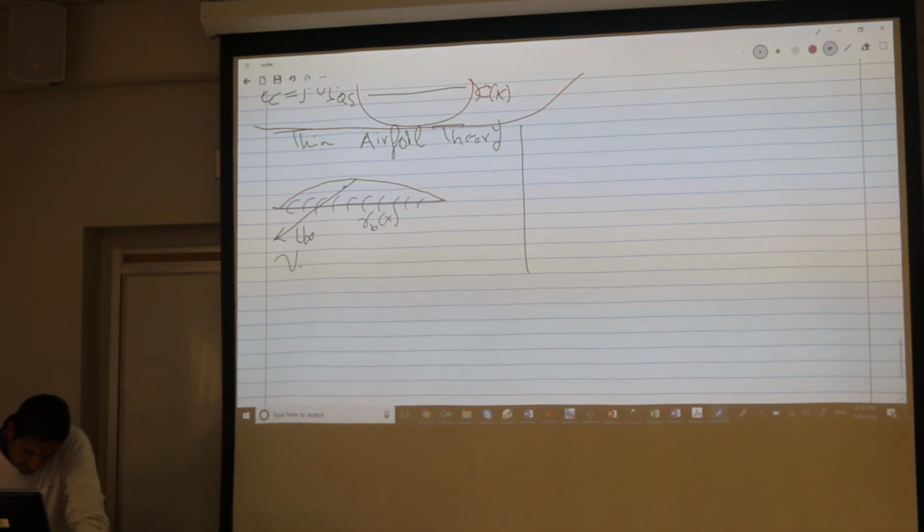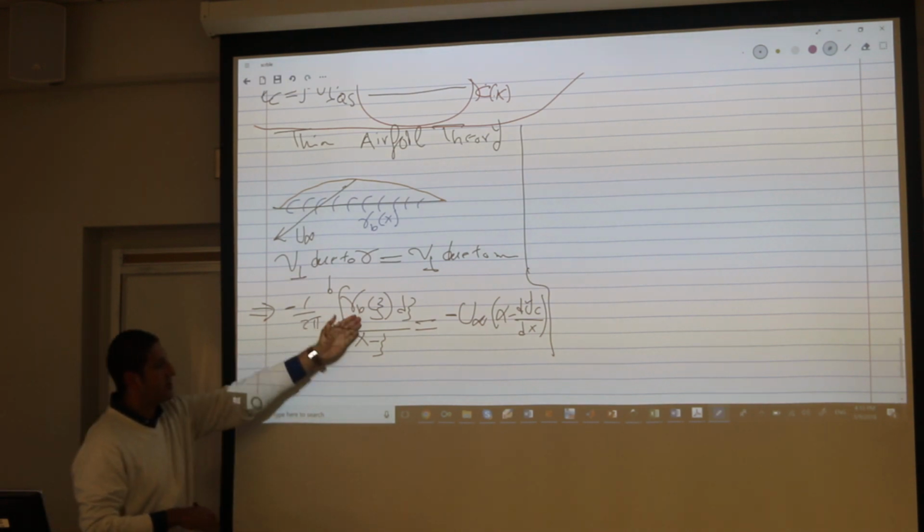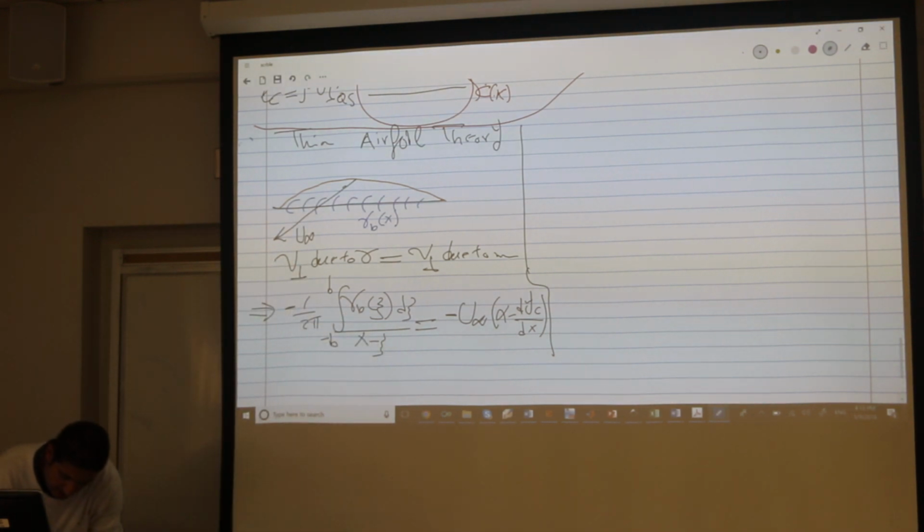So the normal speed due to gamma is equal to the normal speed due to motion. This gives you the well-known equation: 1 over negative 2 pi, integral from negative b to b of gamma bound of zeta d zeta over x minus zeta, equals the negative U infinity times alpha minus d camber by dx, if you have a camber. Okay? This was the integral equation for circulation. It's steady. This is the steady thin airfoil theory.